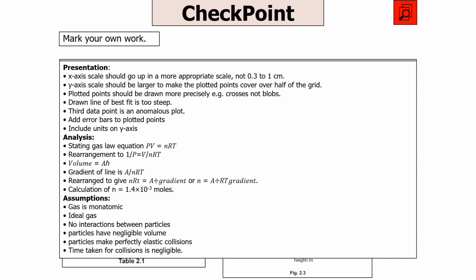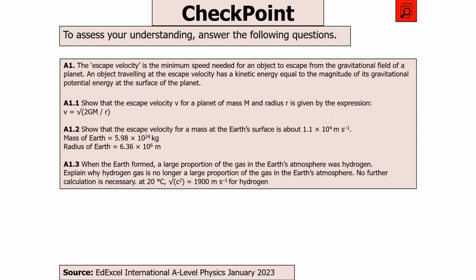The next question says, the escape velocity is the minimum speed needed for an object to escape the gravitational field of a planet. An object travelling at the escape velocity has a kinetic energy equal to the magnitude of its gravitational potential energy at the surface of the planet.